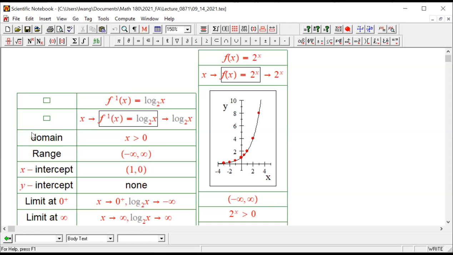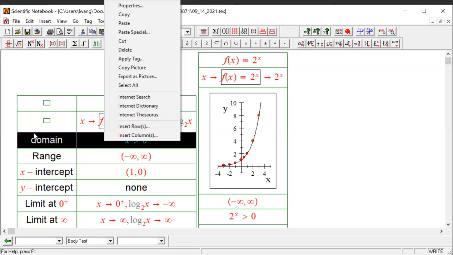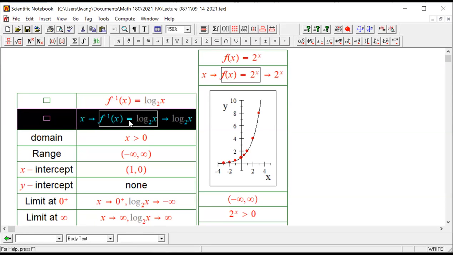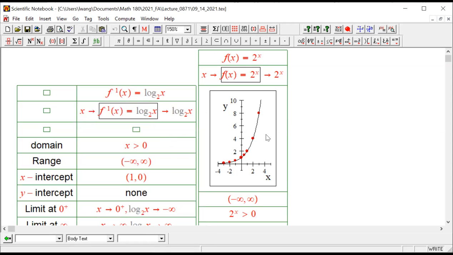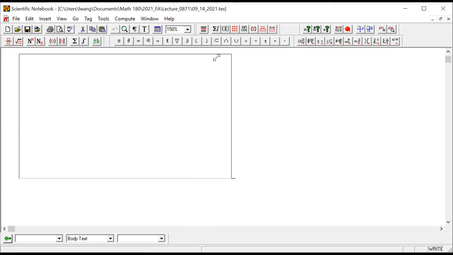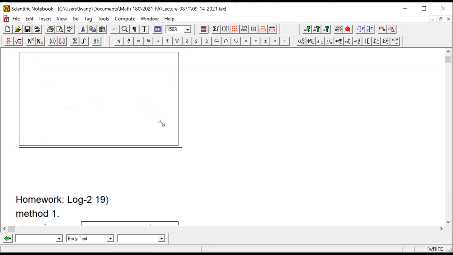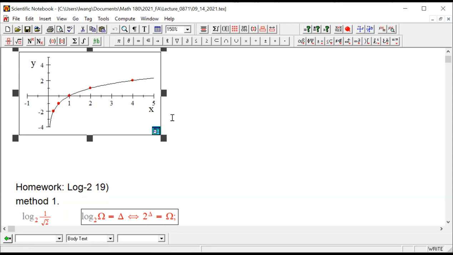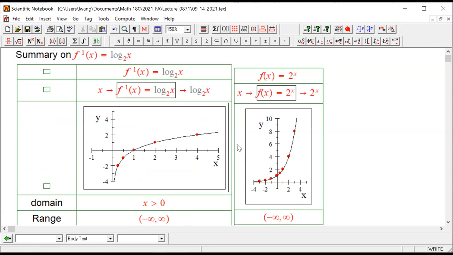Oh, we're missing a graph. That's why one is taller than the other. That's right. How could I forget that? It must be a sign of old age, right? Yay. Look at that.